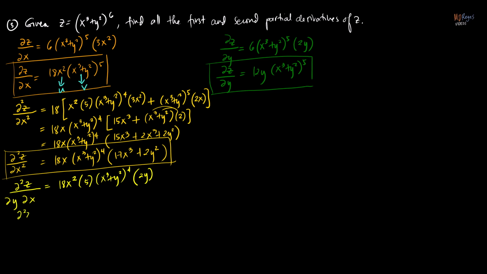So the second partial derivative of z with respect to y, first partial with respect to x, is equal to, we have the constants 18, 5, and 2. Multiplying them, we'll get 180 x squared y times the quantity x cubed plus y squared to the 4th. This is our final answer.